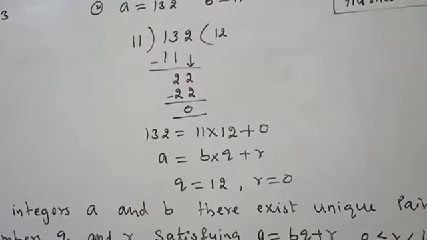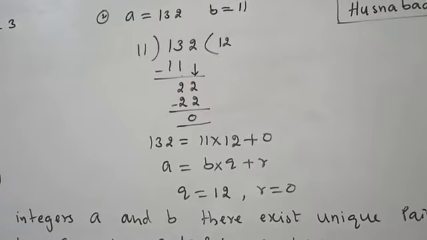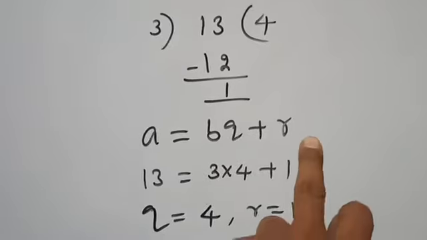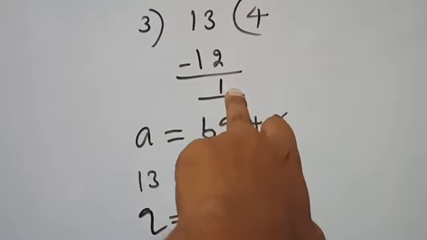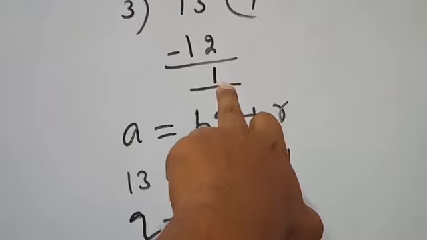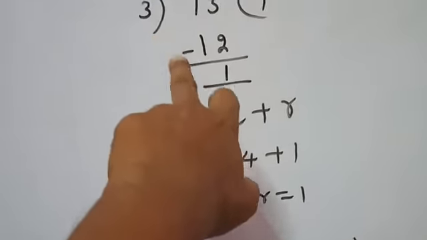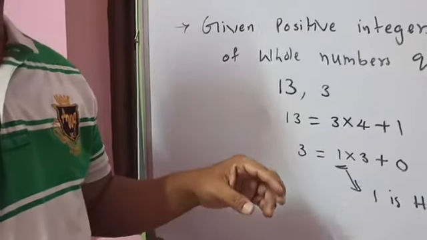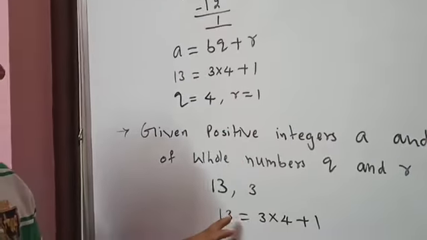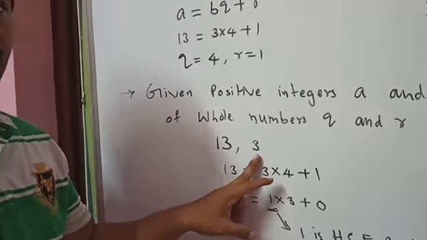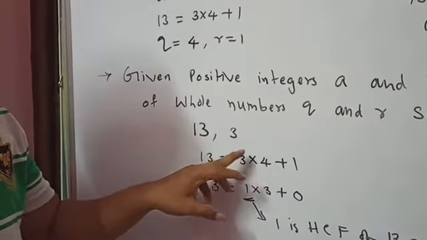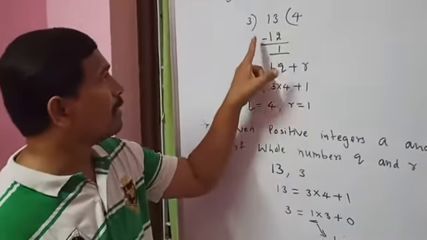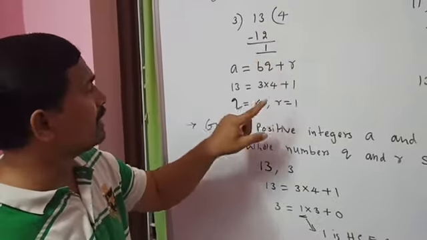If the remainder is not 0, then follow the division algorithm for the other two numbers. Here the remainder is not 0, so you can proceed with the division algorithm for the remainder and divisor, 1 and 3. Again one more step, apply the division algorithm for 1 and 3. Let us find the HCF of 13 and 3. First apply the division lemma for these two numbers, 13 and 3.